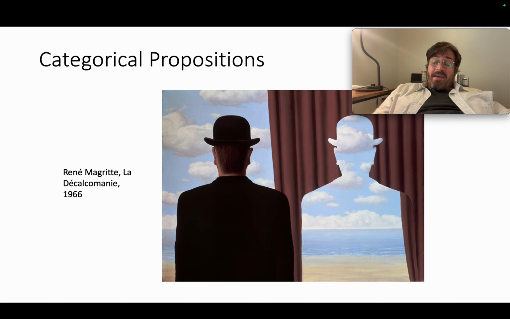We have our A propositions, the universal affirmative, all S are P. And then we have our E proposition, universal negative, no S are P. We have our I proposition, particular affirmative, some S are P. And we have our particular negative propositions, some S are not P.